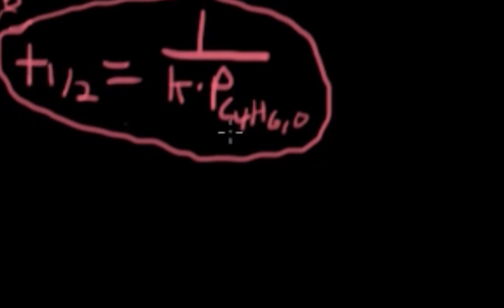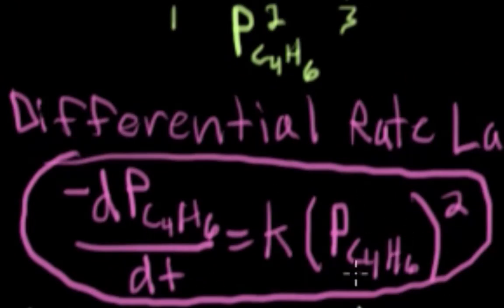So that's how the half-life functions, and then for the differential rate law, if we increase the amount of our starting reactant, our rate will increase at a squared rate of that. So what I should say is, if we double the partial pressure, we square that double, so we actually quadruple the rate.